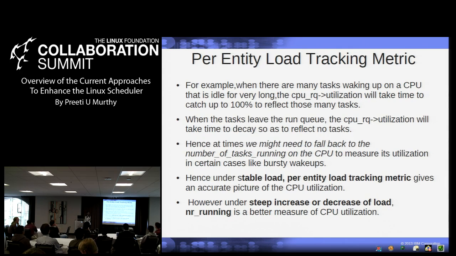After a lot of discussions in the community, we came to a conclusion that if there is a steep increase or decrease in load at any point in time in the system, it's best to use the NR running, the number of tasks metric, that would rightly reflect the load on that group. But if you have a stable load for a relatively long time, it's best to use the per entity metric, because that would actually be more accurate than the NR running.